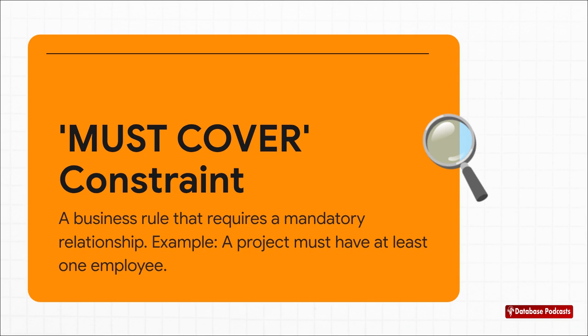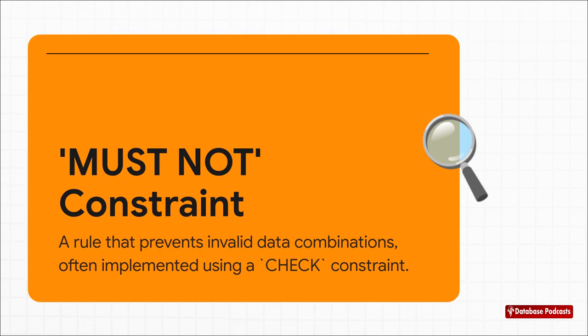The rule that says every project must be covered by at least one employee? That's just a minimum cardinality of 1. So all those strategies we talked about, using triggers in the database or handling it in the application code, they all apply right here. The must-not constraints, on the other hand, are often way easier to handle.